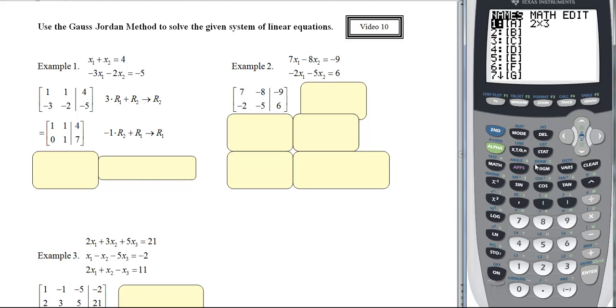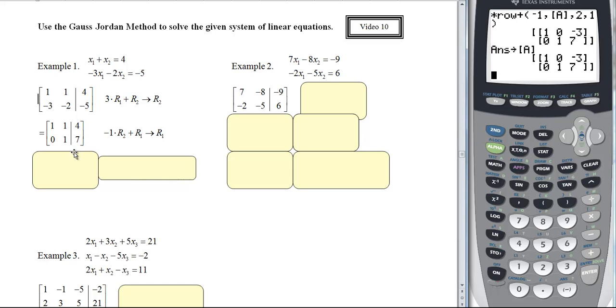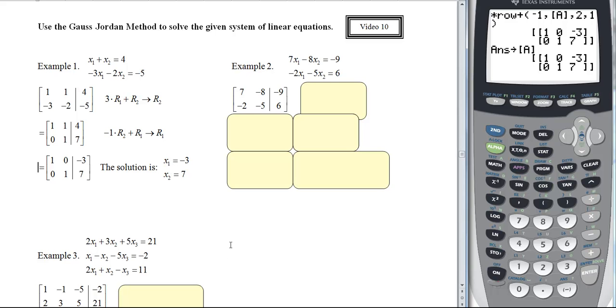Second matrix, over to math, up for multiply, add, negative 1, comma, matrix, comma, 2, comma, 1. Store. Okay. So x sub 1 should be negative 3 and x sub 2 should be 7. Okay. This one, well, we'll keep on going.